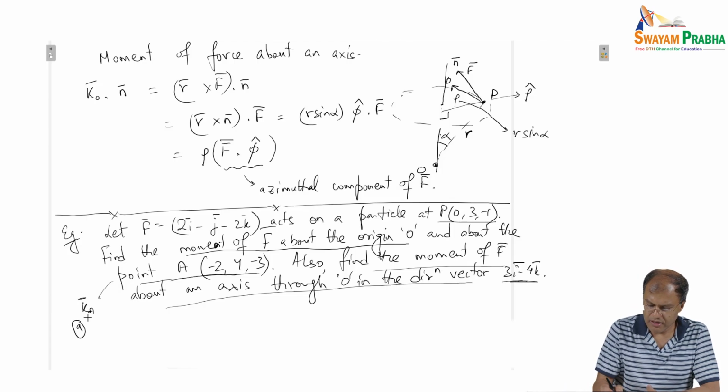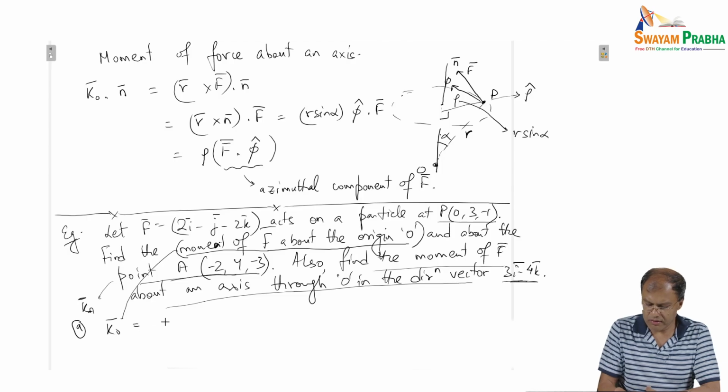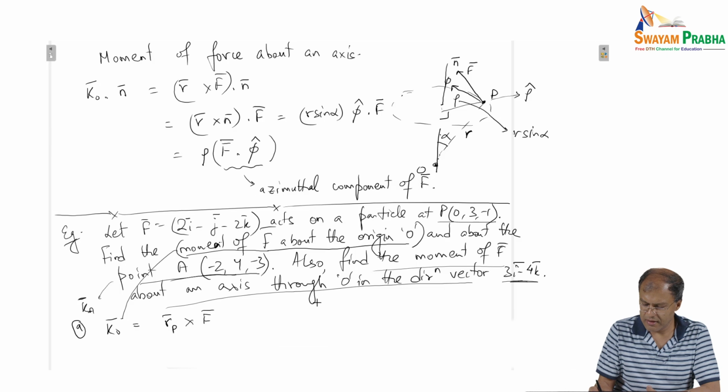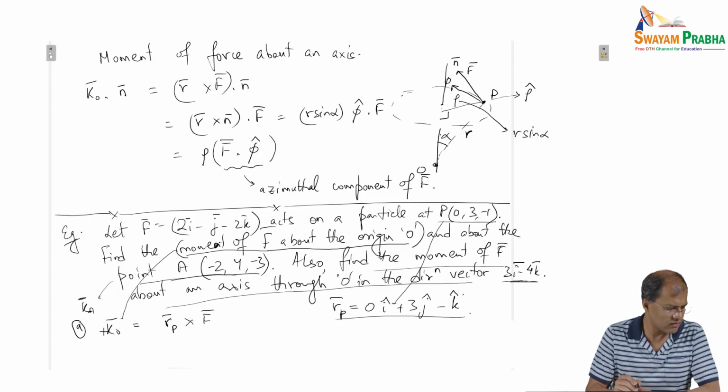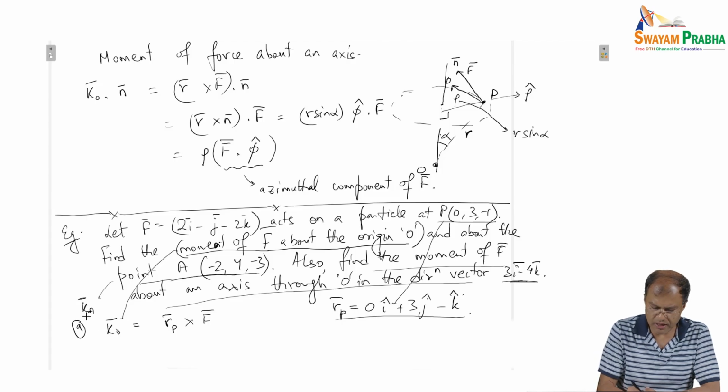The first part, which is the moment of force about the origin, is nothing but Ko, and Ko is Rp cross F, where Rp is the position vector of P, which is 0i plus 3j minus k, right? And then when we take a cross product, we'll get the answer. So that's the answer.